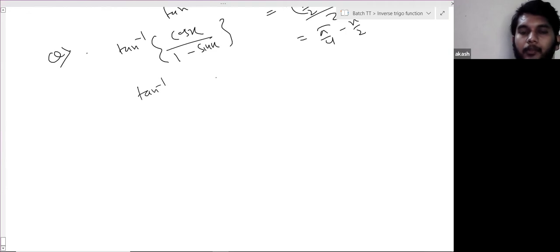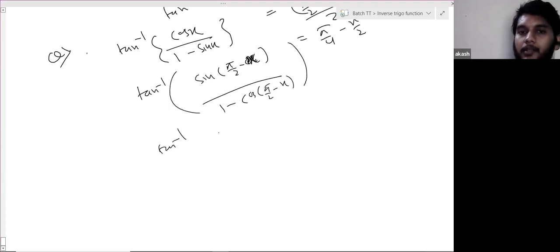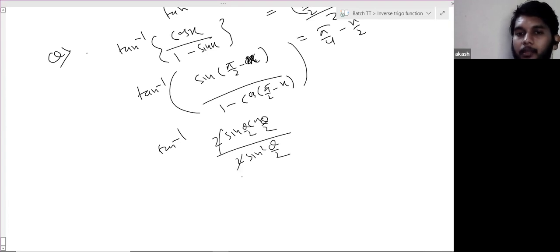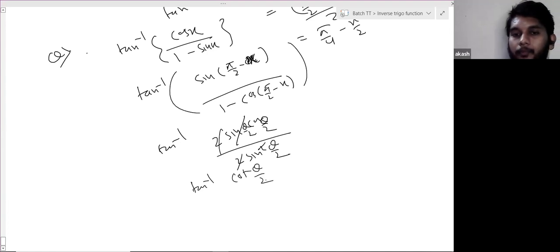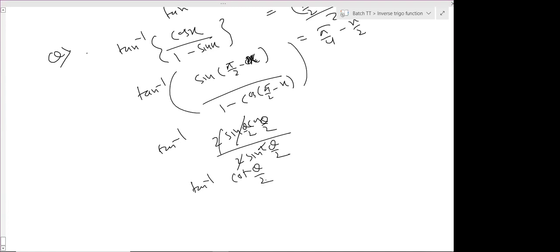Let's see. So this again we can write sine of pi by 2 minus theta, where theta is x, over 1 minus cos of pi by 2 minus x. So this is tan inverse. This is sine theta, that means 2 sine theta by 2 cos theta by 2 upon 2 sine square theta by 2. Right, Kinza? Yes, sir. So this is tan inverse cot theta by 2. Yes. So how to change this further? Theta by 2.